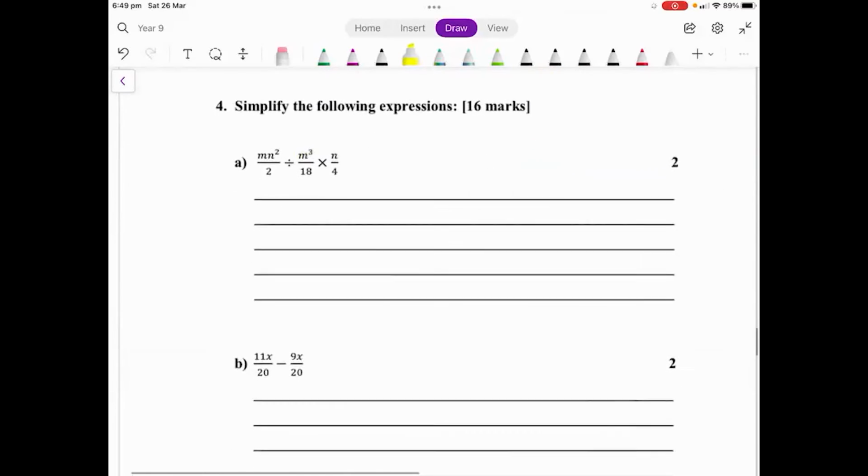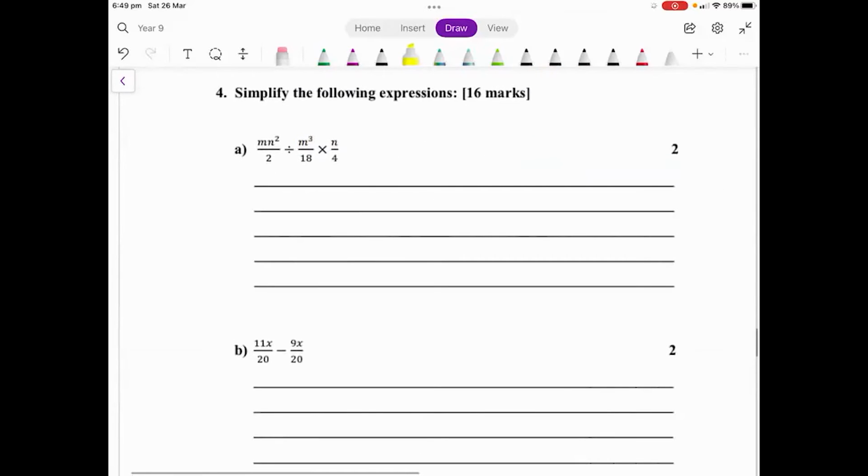Question 4a, I'm going to use KCF: keep my first fraction the same, change the division to a multiplication, flip the second fraction upside down so it becomes 18 over m to the power of 3, leave everything else the same.